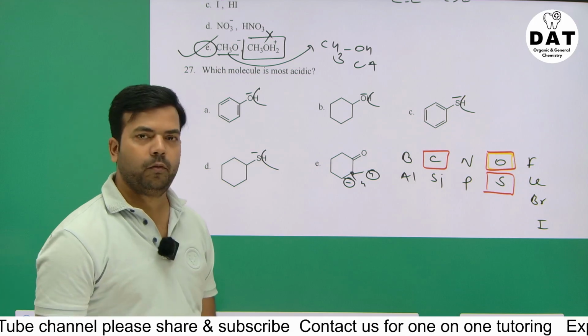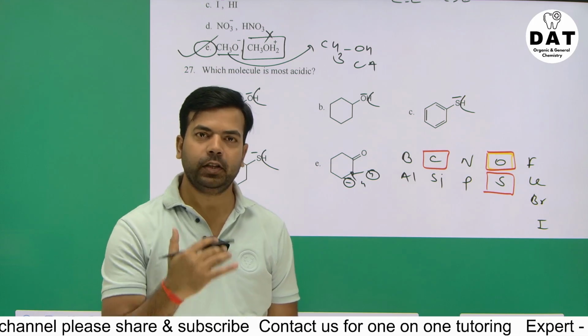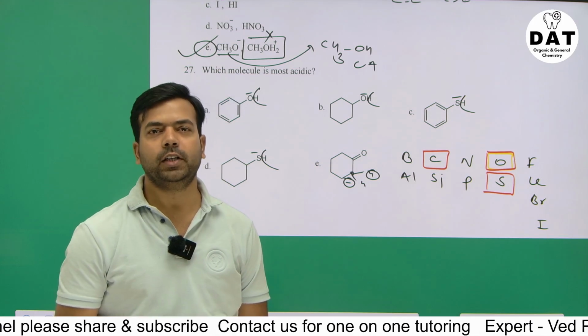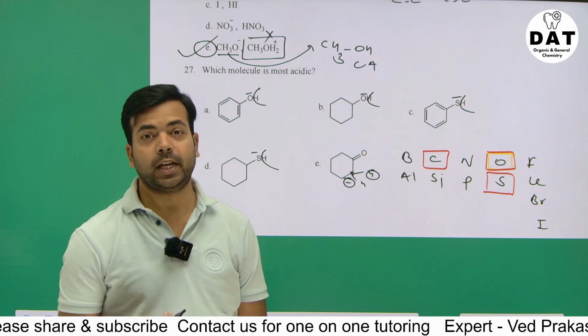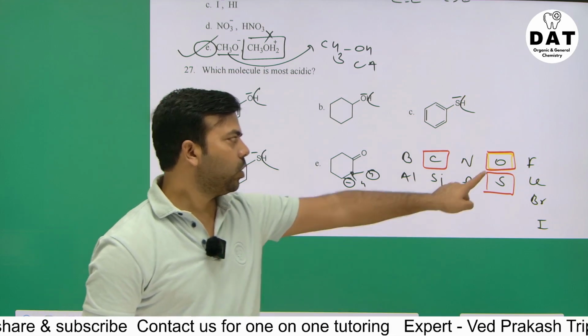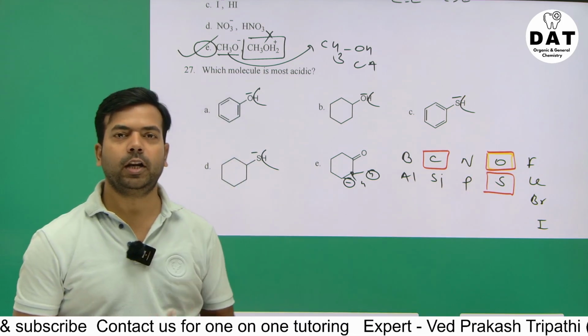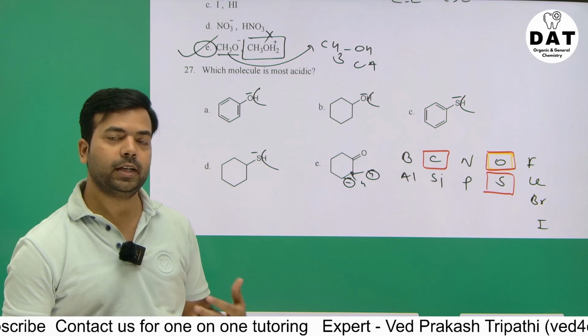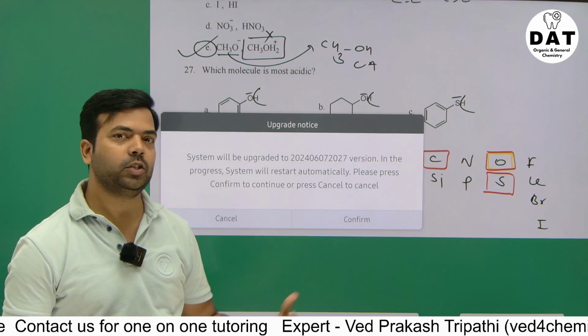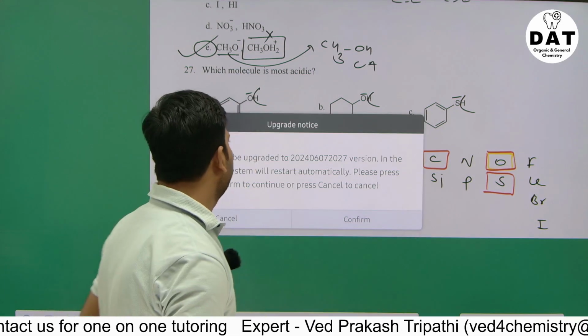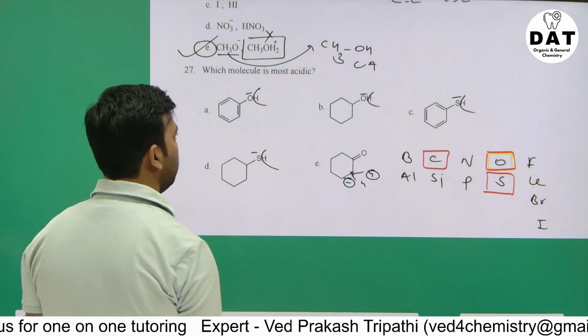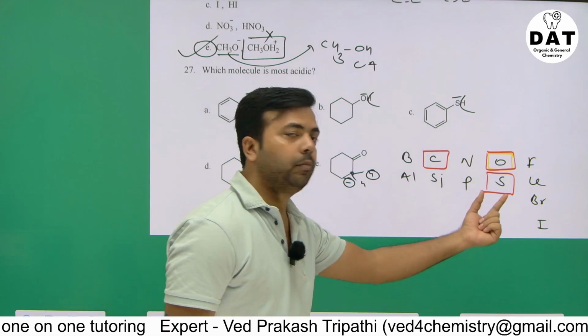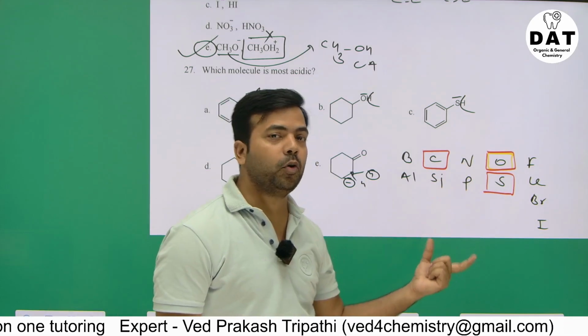So whenever you have to compare between size and electronegativity, always priority is given to the size factor. You can see oxygen and sulfur. Definitely oxygen has more electronegativity than sulfur. But I said that you have to give priority to the size. So the size of sulfur is greater than oxygen. So sulfur is more acidic.